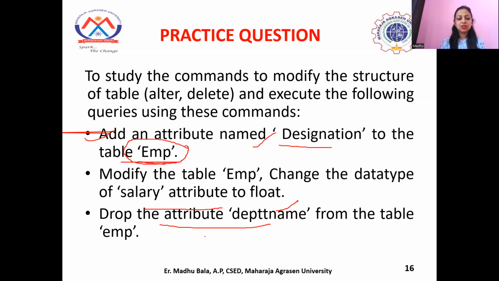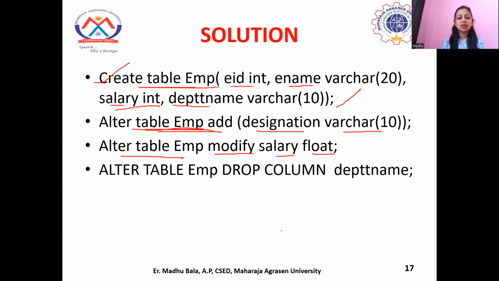The next part of the question was to drop the attribute department name from the table employee. This DROP command is deleting a column, that is department name, from the table employee. Again, this DROP command will be used in conjunction with the ALTER command. So we will write ALTER TABLE, then the name of the table is employee, then DROP, and then COLUMN. COLUMN is the keyword that we need to specify, and then department name. In this way, we can delete a particular column from the table.